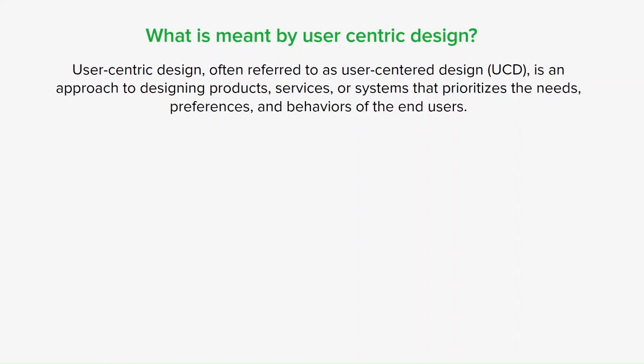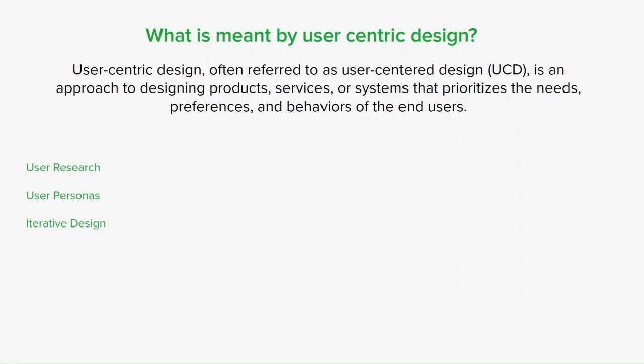Some key principles and concepts associated with user-centric design include user research. User-centric design begins with comprehensive research to understand the target audience. This might involve conducting surveys, interviews, observations, and usability testing to gather insights into user behaviors, needs, and pain points. Designers will create user personas, which are fictional representations of typical users, and these personas help design teams better empathize with users and make design decisions that align with their user goals.